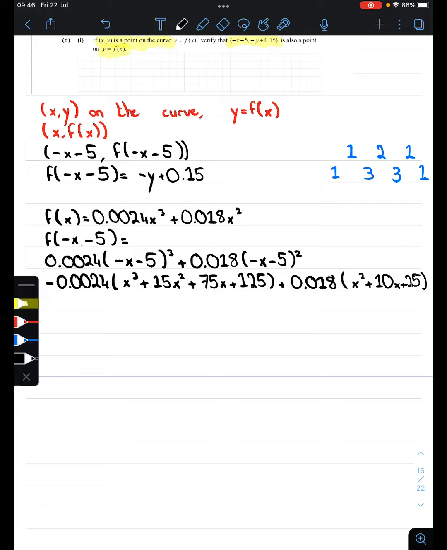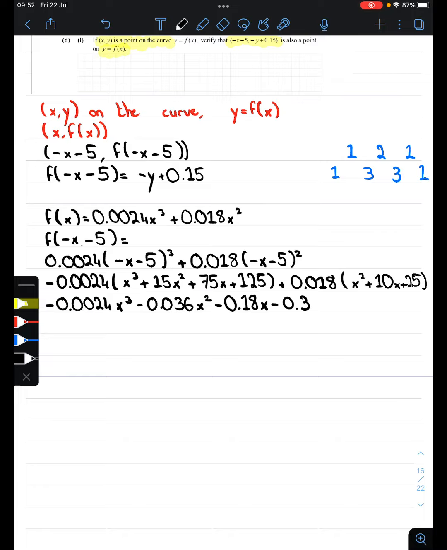Okay, so let's multiply this out. We get minus 0.0024x cubed, and then minus 0.0024 by 15, which gives us 0.036x squared, and then 75 by that is minus 0.18x, minus 0.0024 by 125 is 0.3.